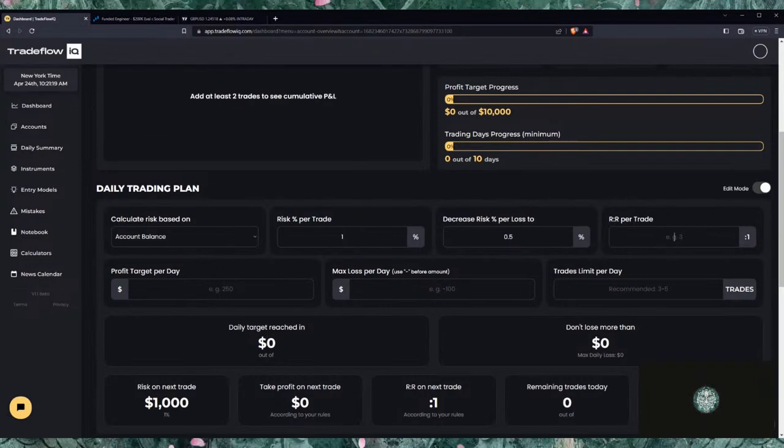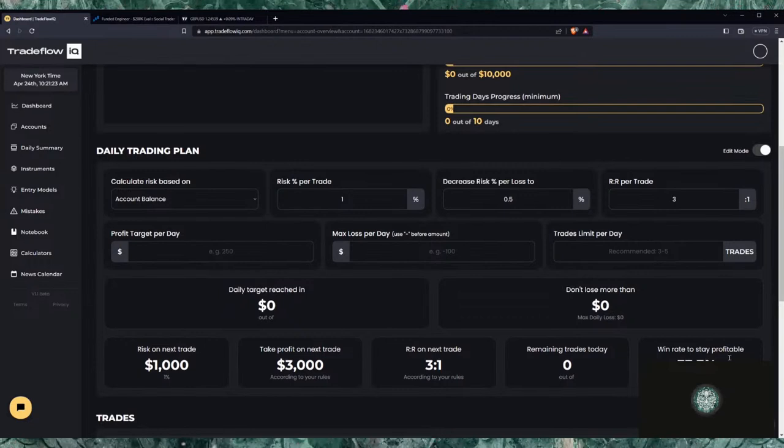RR per trade. I typically use 3 to 1. It automatically spits out what you should be risking and the win rate you need to stay profitable. If you have a 3-to-1 risk reward, you only need a 33% strike rate. Okay.